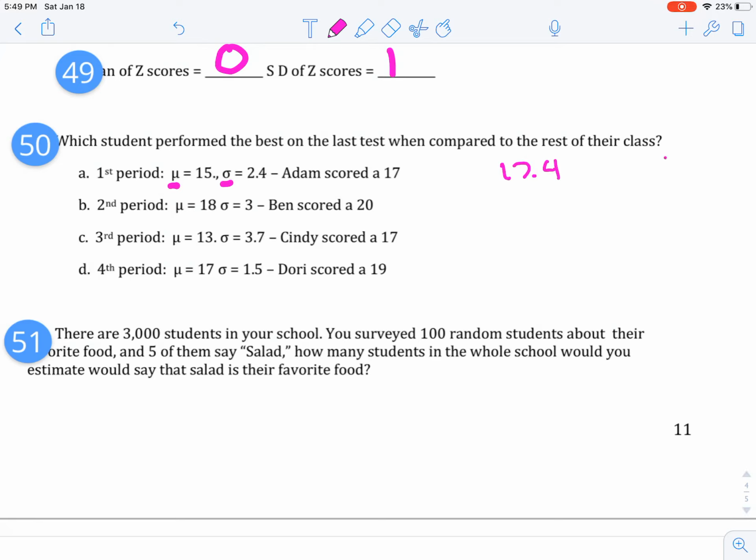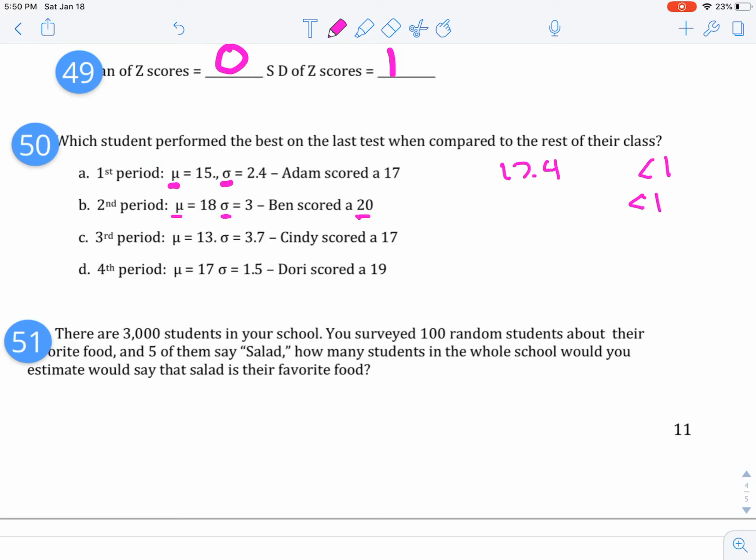So he's less than one standard deviation away from the mean. Okay, so he's above, but he's not a full standard deviation. Second period, Ben had a mean of 18, and a standard deviation of 3, but he got a 20. So I can tell that he is over one standard deviation away from the mean, because he got a 20. Oh no, he's not, because a full standard deviation again would be 21, and he's at 20, so he's also less than 1 away.